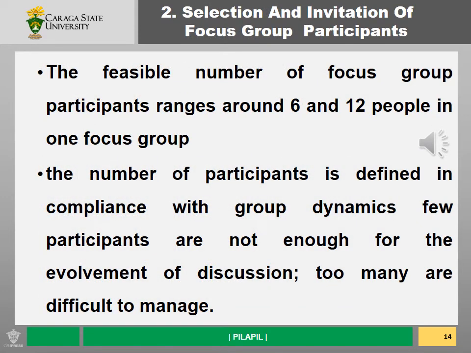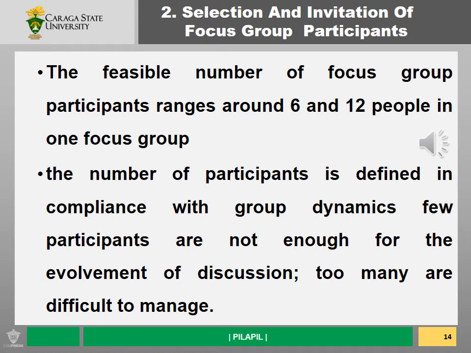Second is the selection and invitation of focus group participants. The feasible number of focus group participants ranges between 6 and 12 people in one focus group. This number refers to attendance only. Therefore, prior to the actual discussion, the researcher must consider that some of the possible participants may not actually appear. Good practice could be to agree on a maximum number of participants in order to be sure that at least the minimum required number will actually participate.